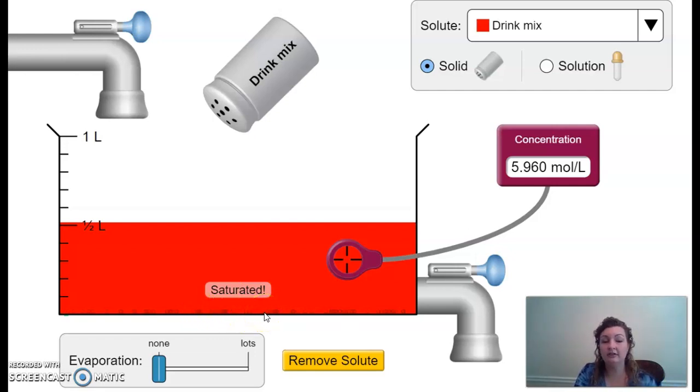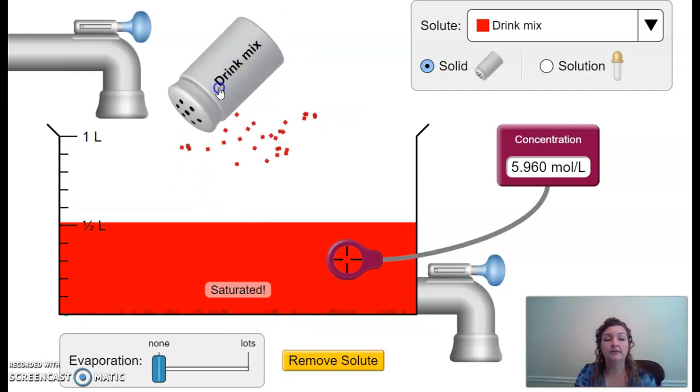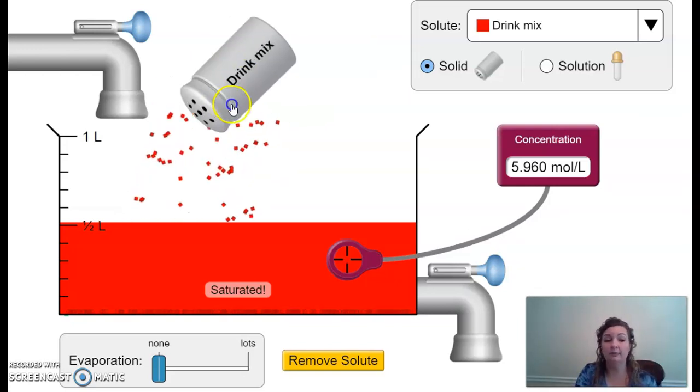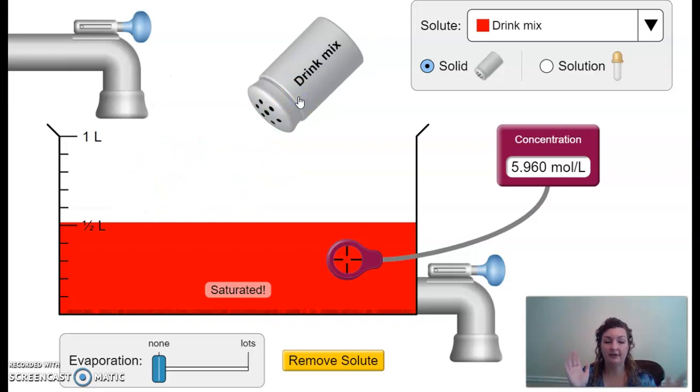These solid chunks are the supersaturated portion, okay? So if I keep adding and keep adding, notice they're still collecting. They're not going to dissolve anymore. I've dissolved all I could when it was saturated perfectly. Above that is supersaturated, okay? Now I do want to show you something.